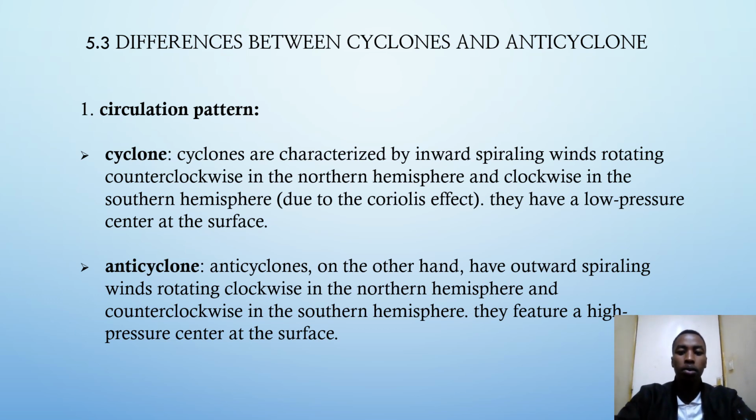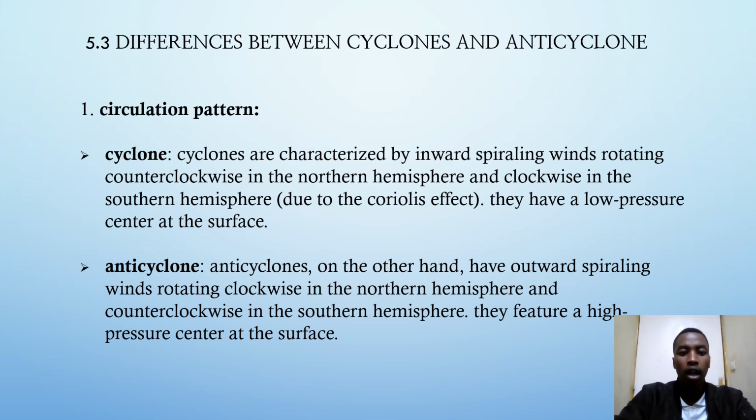Let me continue with the differences between cyclones and anticyclones. Let me start with number one, which is the rotation pattern. Cyclones are characterized by inward spiraling winds rotating counterclockwise in the northern hemisphere and clockwise in the southern hemisphere, due to the Coriolis effect, with a low pressure center at the surface.